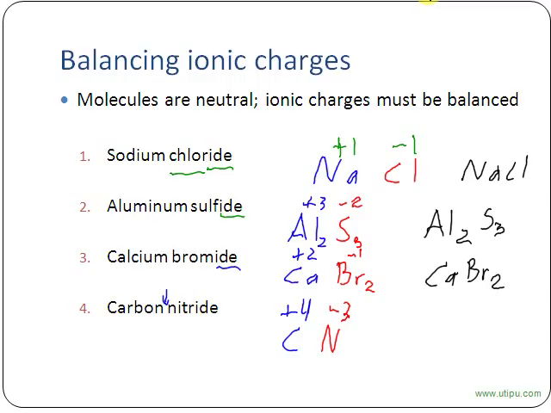So we've got these two right here. We've got 4 and 3. The least common multiple here is 12, and so 3 times 4 gives you that one right there. 4 times 3 gives you 12 right there. So those two would cancel, and so our final compound is C3N4 for carbon nitride.